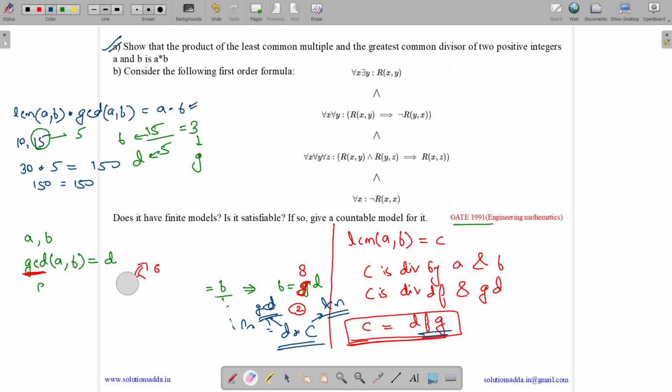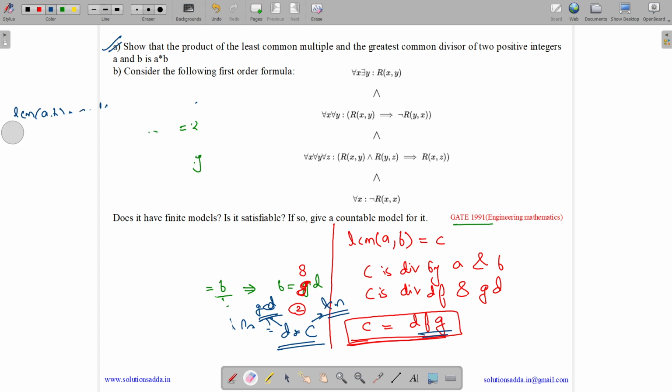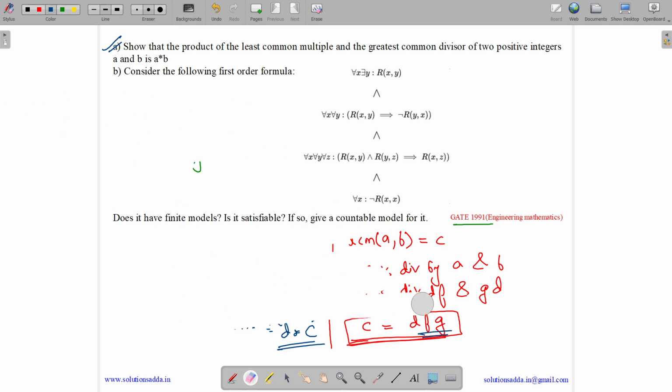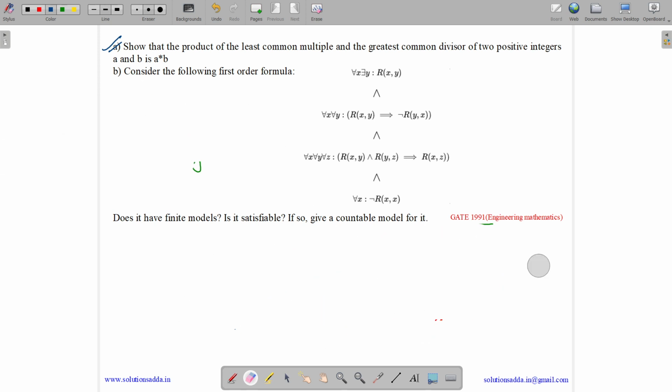Now we will see the statement B. But first of all, let me clear this stuff out. Okay. So what is our option B? Option B is saying, consider the following first order formula. For all x, there exists a y such that Rxy. Which means if we have an x, then definitely we will have a y such that x will be related to y.